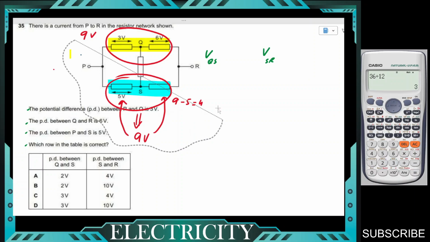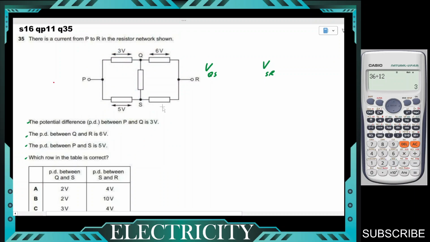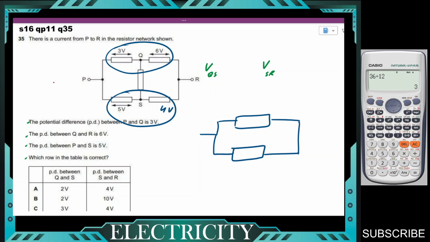I'm going to remove everything now. So the potential difference over here between S and R would be 4 volts. Now you see, this thing is satisfied. Overall 9 volts here, 9 volts here. So this can be thought of in this way: the first one over here, the second one over here. So the potential across these two would be the same, considering the fact that these two are connected in parallel.